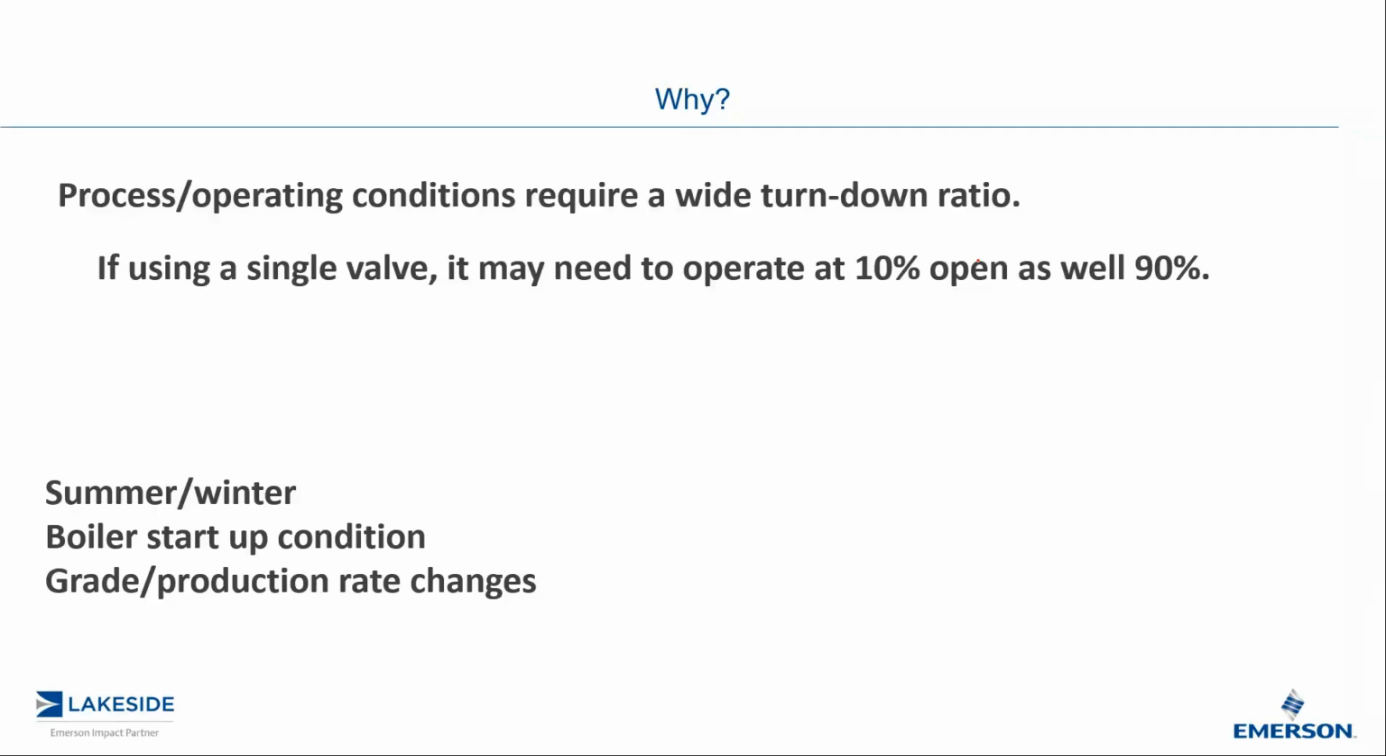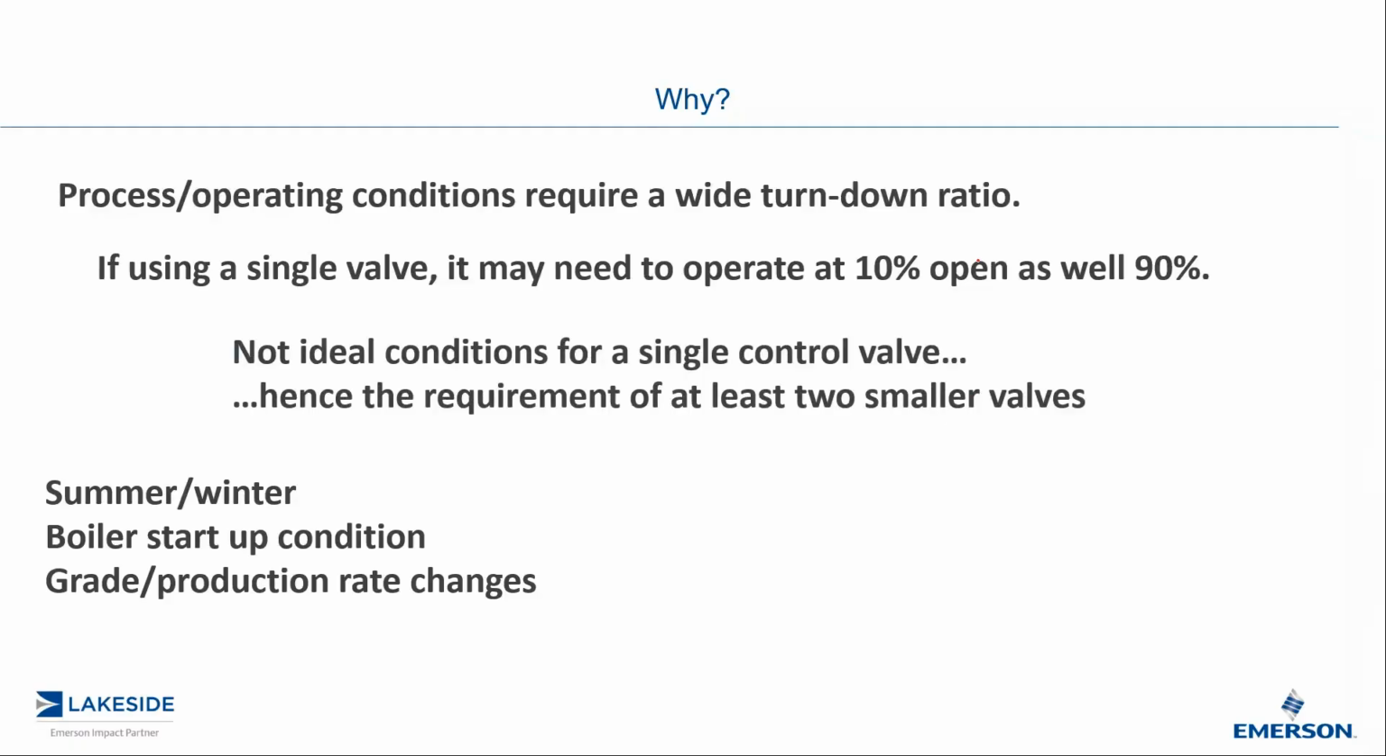I understand that. But for one operating condition, let's say it's summer, the valve would be operating at 10%, far away from the sweet spot of a control valve. And maybe in the wintertime, you'd be operating at 90%. So perhaps using two smaller valves in parallel would allow you to have better control over this wide operating range.